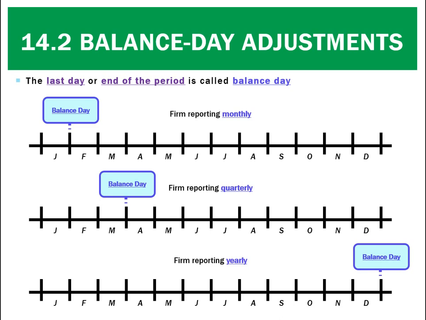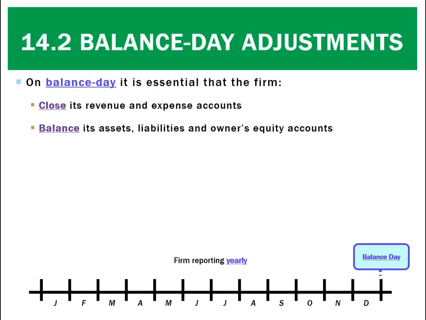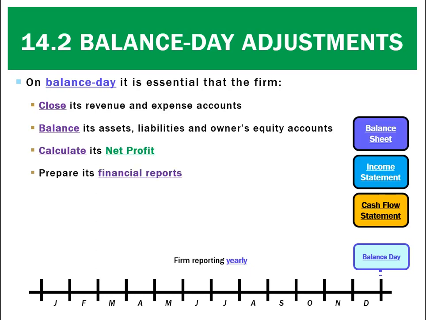We could also balance our books half yearly, so we'd be doing it at the end of June and December. On balance day, it's essential that the firm closes all its revenues and expenses, balances its assets, liabilities, and owner's equity accounts, calculates its net profit, and then prepares its financial reports.